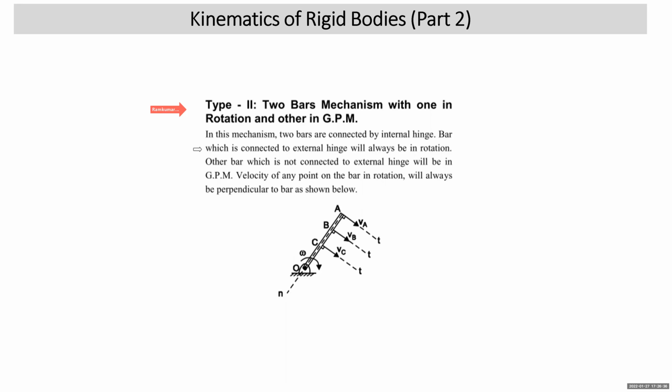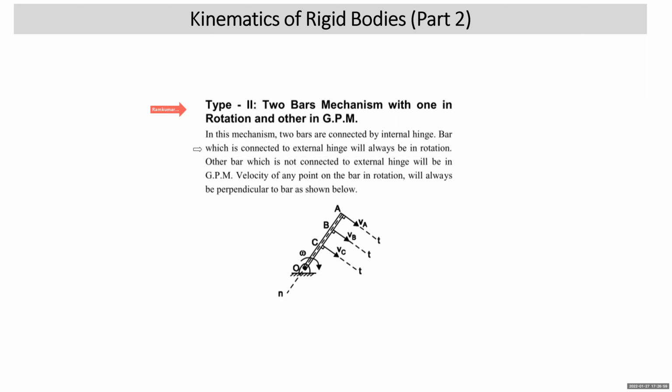Hello students. In the previous lecture of kinematics of rigid bodies, we had covered rotation at length and we had also covered problems of general plane motion type 1. What was type 1? Single bar in GPM. We covered 4 problems of single bar in GPM. Now we are moving to type 2.